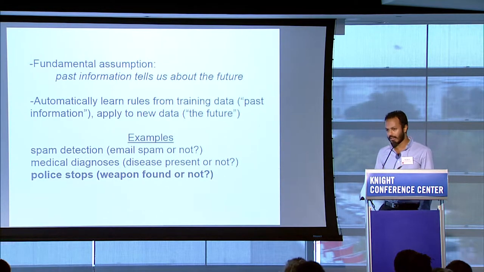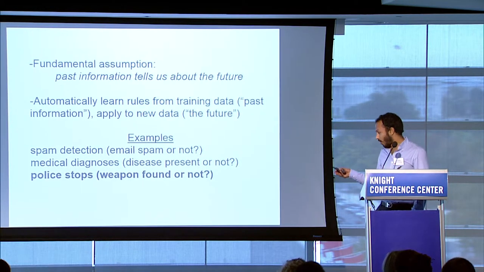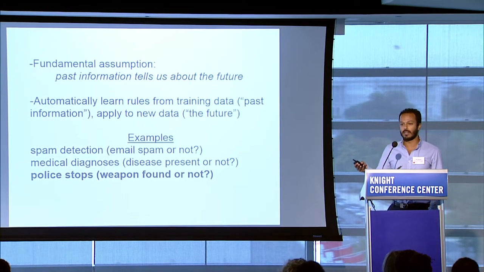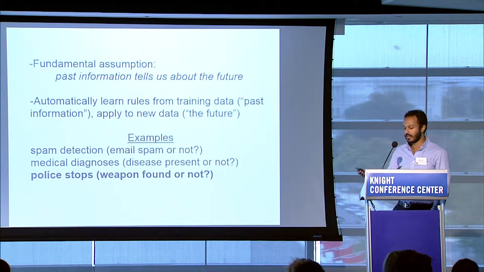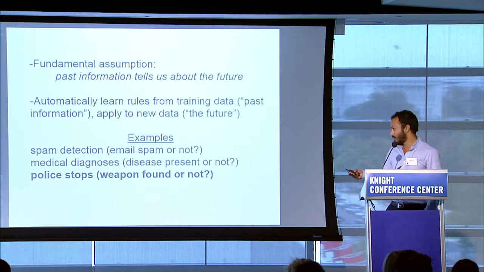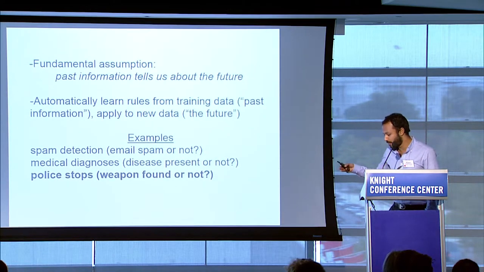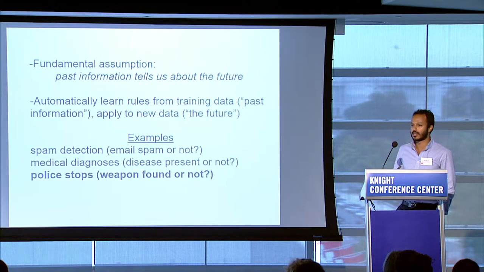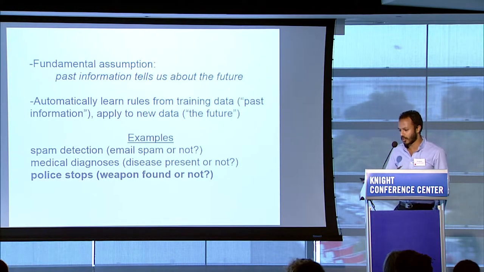Examples that I think are illustrative of this are questions like, is a given email spam or not? Does a given patient have a disease or not? Can you predict whether or not a patient has a disease given a list of their symptoms? And in the criminal justice context, an example that we'll go through in these slides will be, in a police stop, given, say, demographic characteristics of a suspect, stop circumstances, location, and time, will a weapon be found or not?